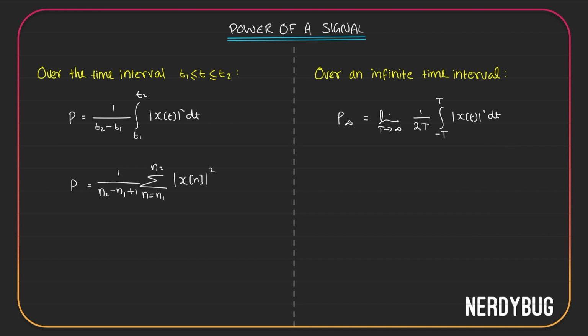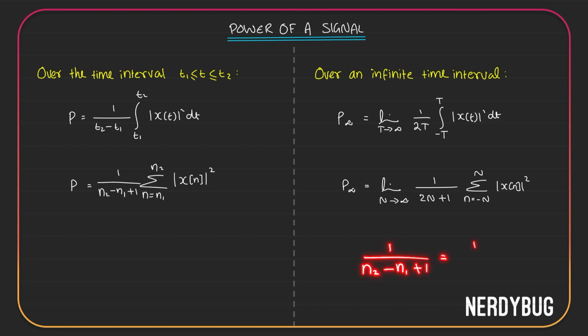The same way we can write power for a discrete time signal. We will write limit n tends to infinity 1 divided by 2n plus 1 summation n equals minus n to n mod of x of n squared. Lower limit is minus n, upper limit is n, and n tends to infinity. 1 by n2 minus n1 plus 1 becomes what? n2 is n, n1 is minus n, so n minus minus n plus n, then there is a 1. So this becomes 1 by 2n plus 1, which is what we have here.